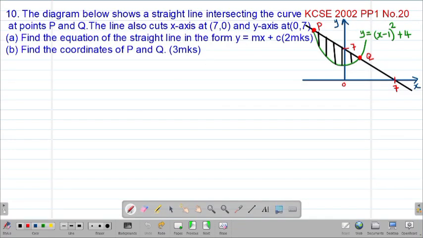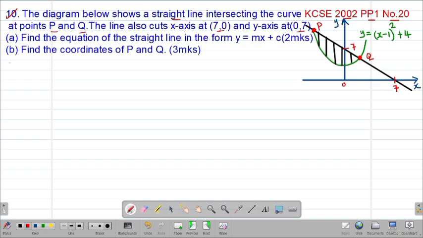Welcome to today's class. It's our 7th lesson on a Form 4 mathematics topic called integration. We are looking at our 10th example, which is a past paper question, tested in 202 Paper 1 question number 20. It reads that the diagram below shows a straight line intersecting the curve at the points P and Q. The line also cuts the x-axis at (7, 0) and the y-axis at (0, 7).